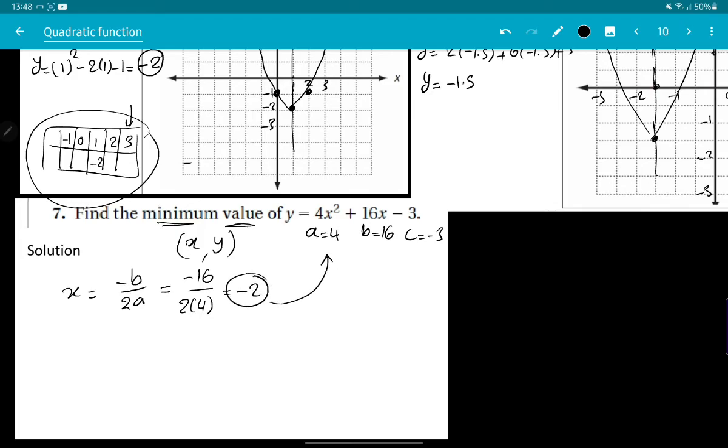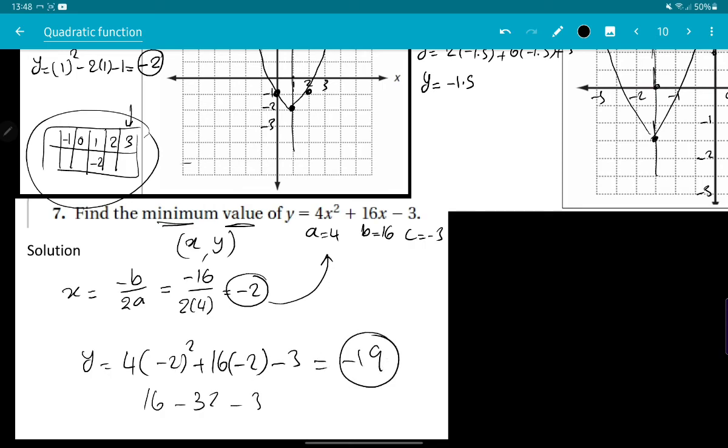Substitute this up. So y equals 4 multiplied by -2 squared plus 16 multiplied by -2 minus 3. This is 4 multiplied by 4 is 16 minus 32. So -16 minus 3 is -19. So the minimum value is -19. So if he gave you a graph, and he asked you about the minimum or the maximum, you should work out the vertex. When I ask you to find the minimum, you will go to the vertex.